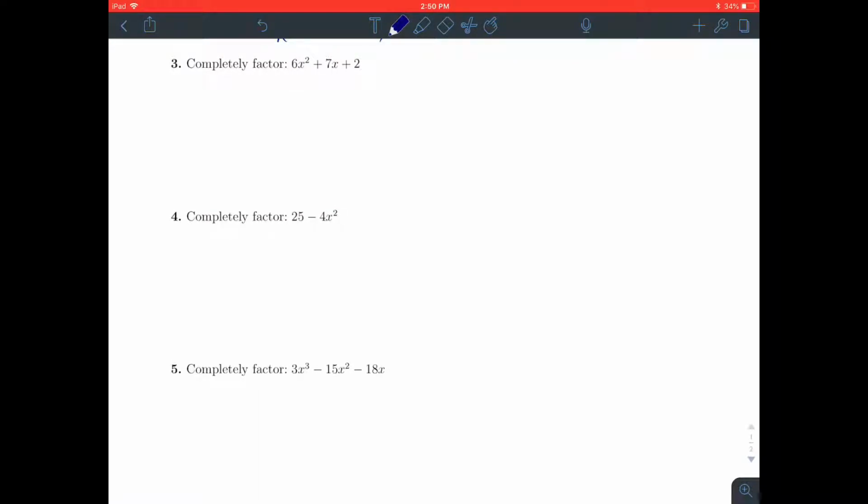Alright, completely factor. Oh man! So we try our methods. GCF. 6 and 7 share no common factors. GCF is out. Sum and product. Because of the coefficient here, it can't be sum and product. It's definitely not difference of two squares. It's definitely not grouping. So unfortunately, it's whack, which means that we have to use the it's whack method.